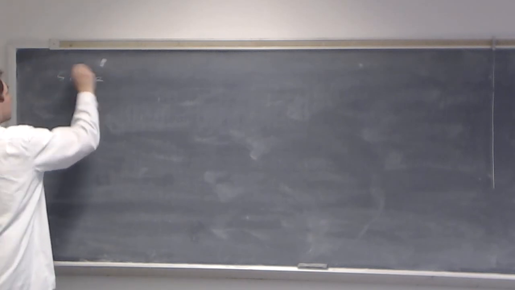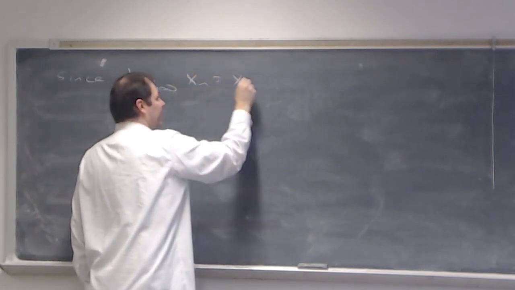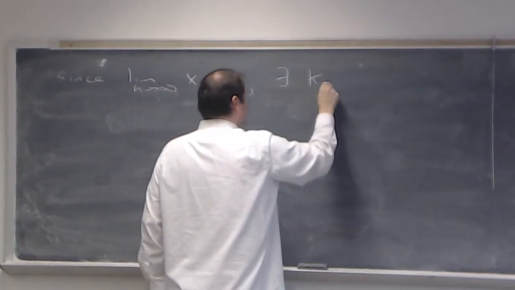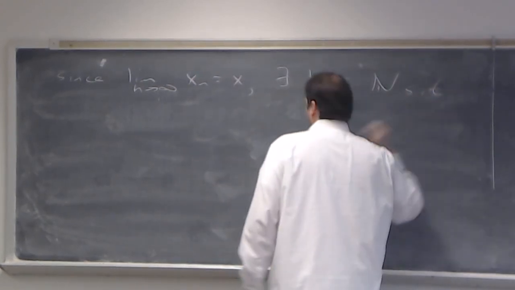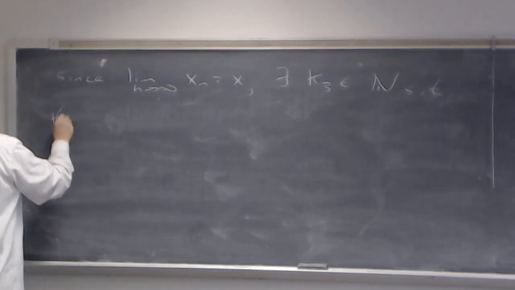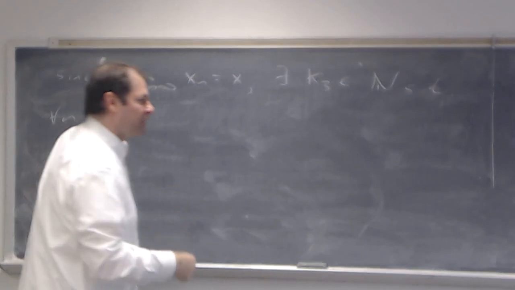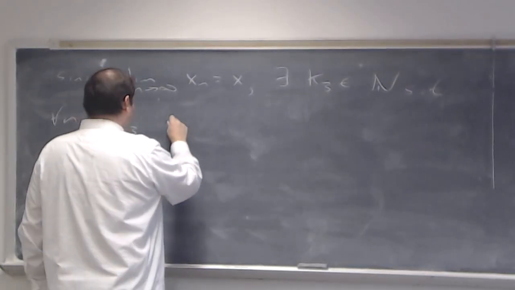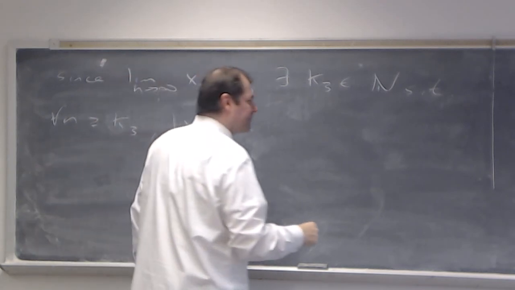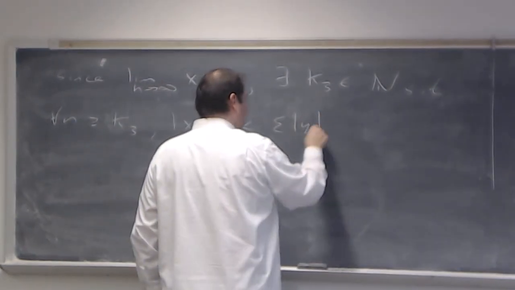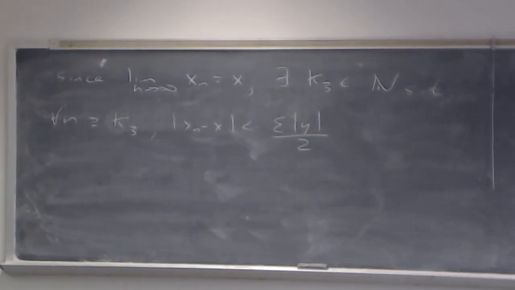Since the limit as n goes to infinity of x sub n equals x, there exists a K sub 3, a natural number, such that for all n bigger than or equal to K sub 3, I can get that the absolute value of x sub n minus x is less than epsilon times the absolute value of y over 2. So that when I make that replacement, we're good.